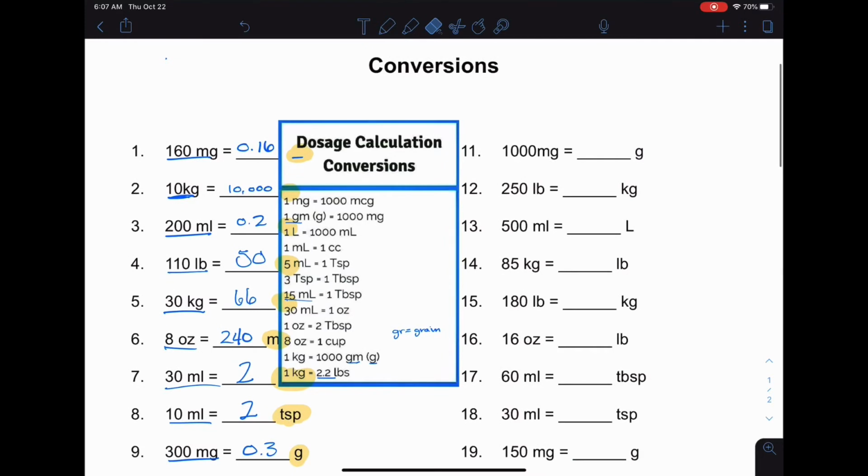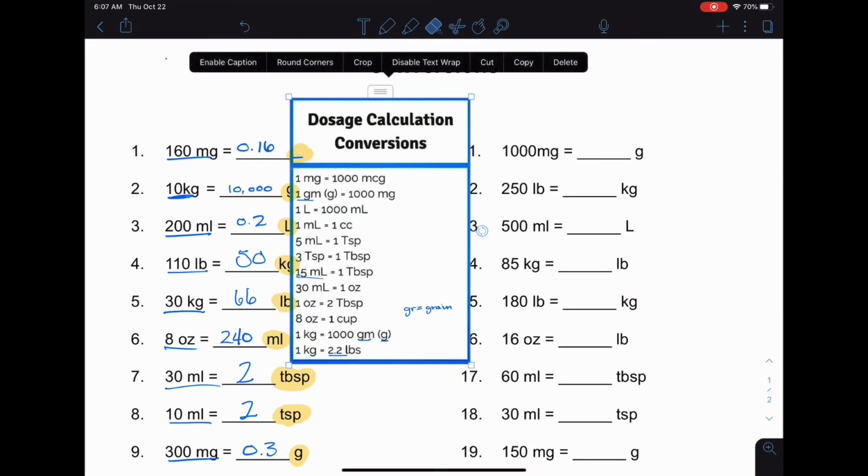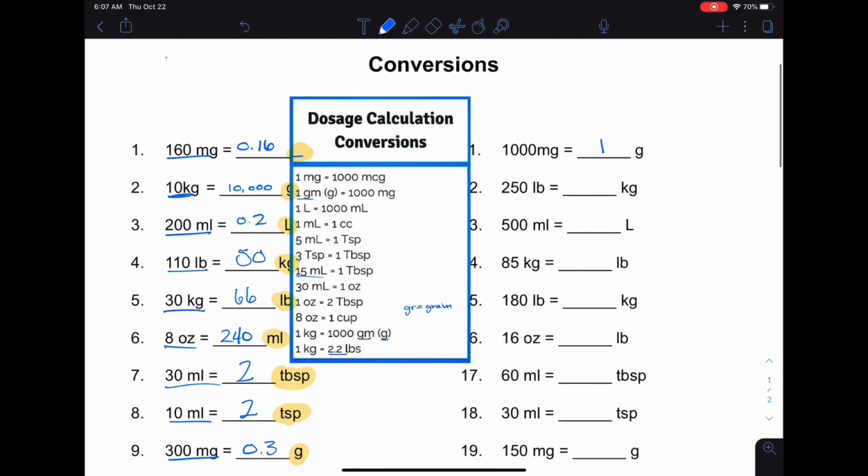Okay, number 11. 1,000 milligrams equals 1 gram. Well, if we look over at our chart, and we've done this before, 1 gram is equal to 1,000 milligrams, so that's already done. We've already solved that. 1 gram is equal to 1,000 milligrams.